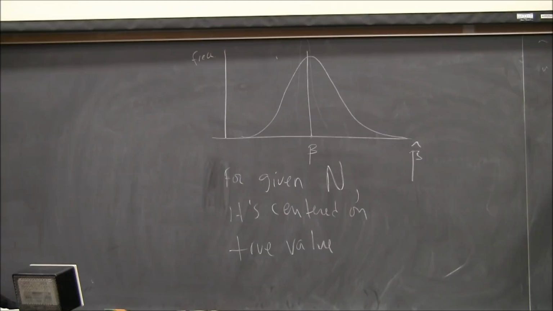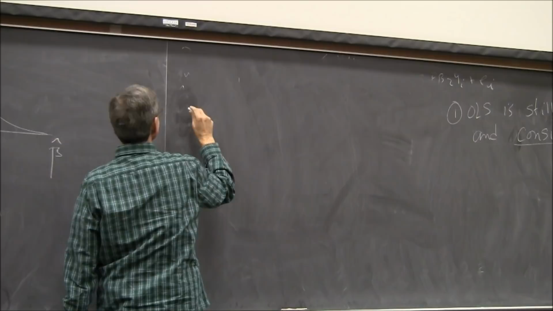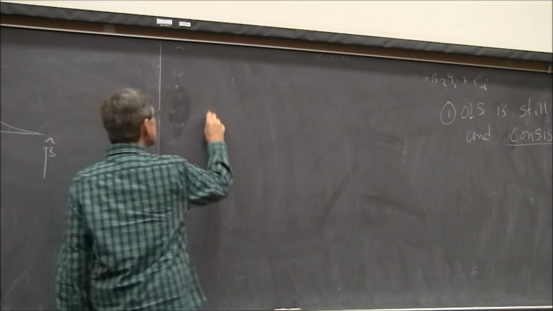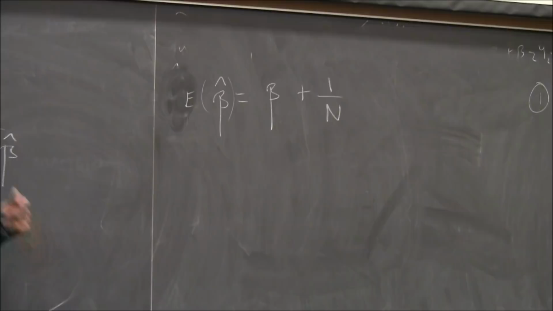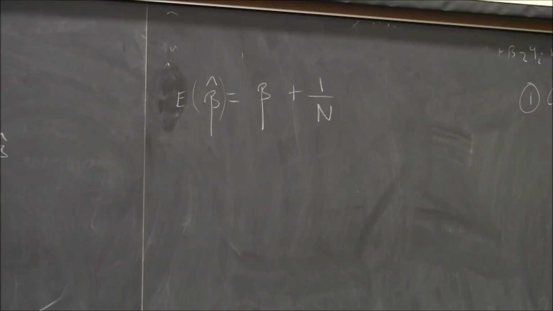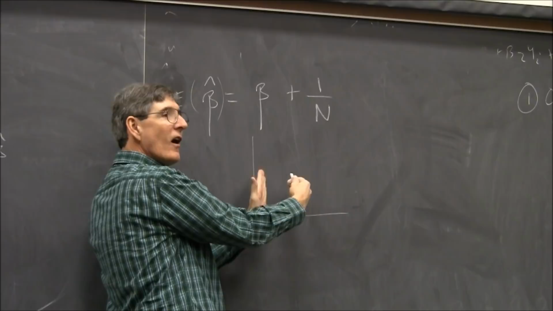Now a consistent estimator is one that only gives you the truth as n approaches infinity. Let's suppose that your estimator is the truth plus 1 over n. The expected value of your estimator is that. This estimator is biased in small samples. If I look at the distribution for, say, n equals 10, what's going to happen? It's going to be centered on beta plus 1/10. It's not going to be centered on the truth.